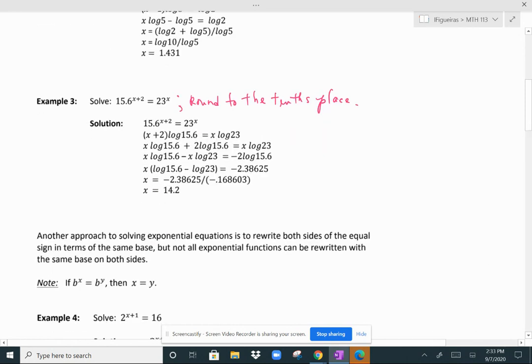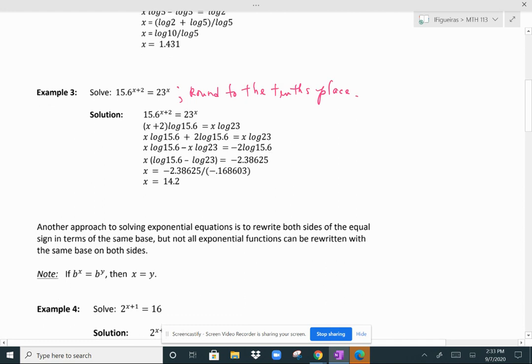So here's another approach to solving an exponential equation: rewrite both sides of the equal sign in terms of the same base. Now, this approach isn't always possible, but sometimes it is. And if it is, it makes things pretty easy for you. Because if you have the same base on both sides, then you can ignore the bases and just solve for the exponent. So if b to the x equals b to the y, then that means that x must equal y. Okay, now it won't always be so straightforward. Sometimes you have some work to do, like I'll show you in the next few examples.